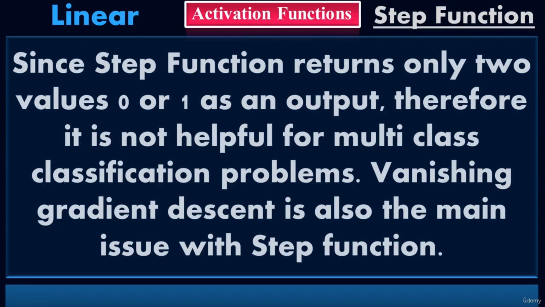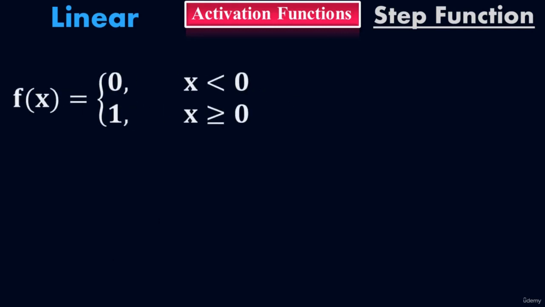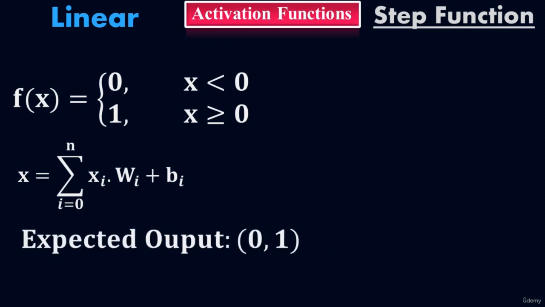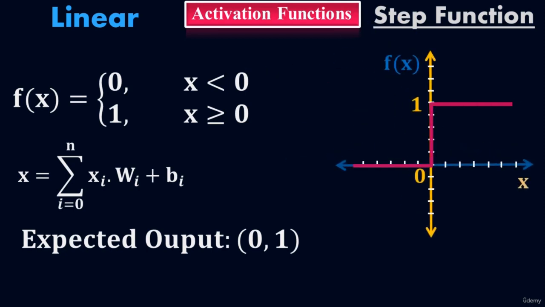Now let me show you the mathematical and graphical perspective of the step function. For example, if I have a piecewise function f of x equals 0 when x is less than 0, and 1 when x is equal to or greater than 0. What is x? X is actually the summation of the input times the weight plus bias. So its expected output will be 0 and 1. Here is the graphical perspective where we have the output from 0 up to 1.